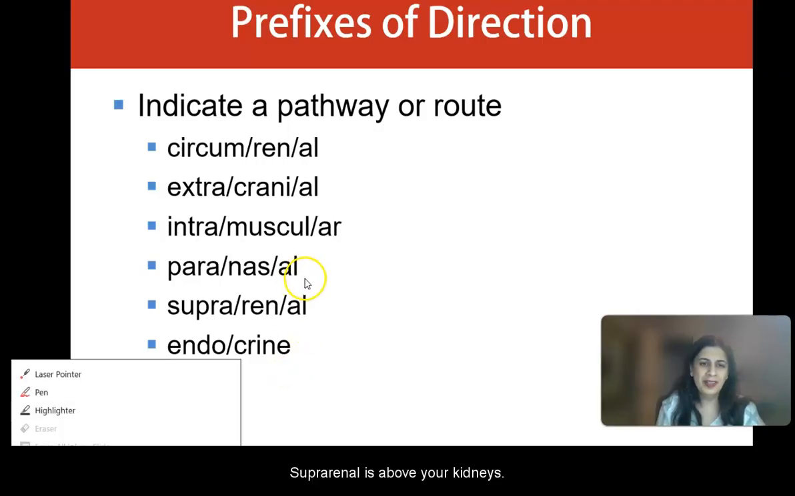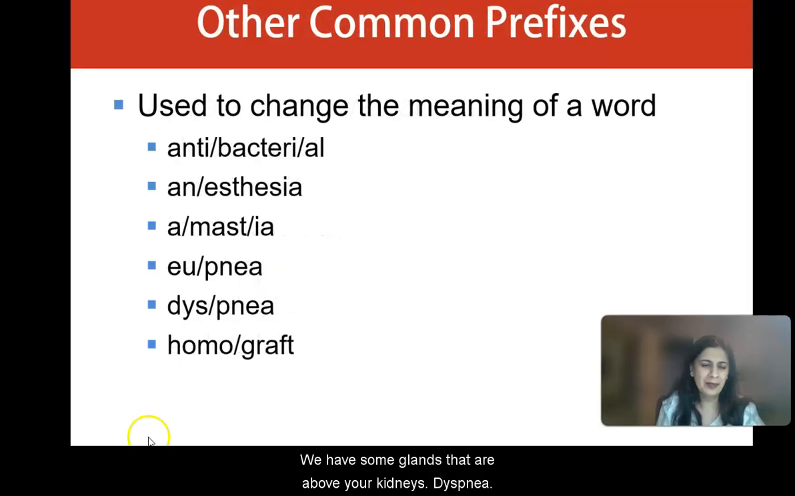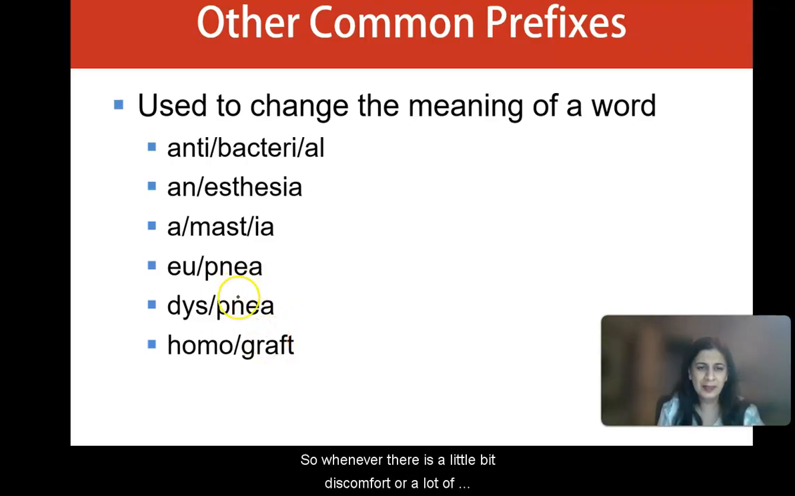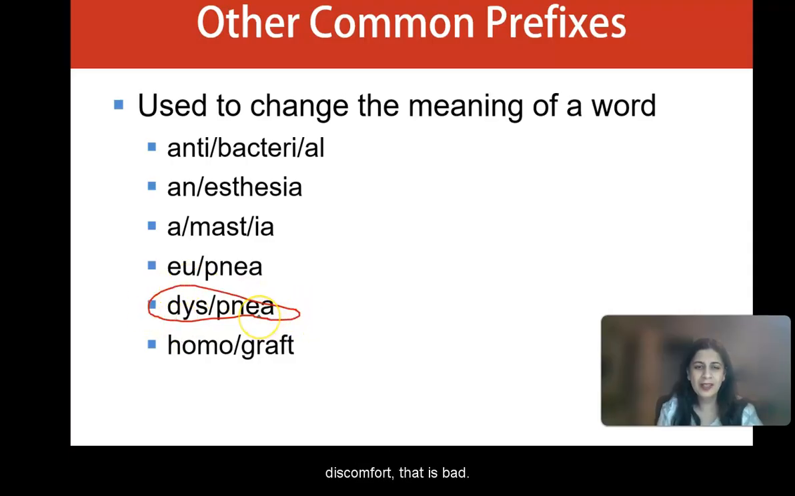Suprarenal is above your kidneys. We have some glands that are above your kidneys. Dyspnea. This means bad. And I know a lot of you know about it. So whenever there is a little bit of discomfort or a lot of discomfort, that is bad. So when you have difficulty breathing, that's dyspnea. Eupnea, when you can breathe okay.